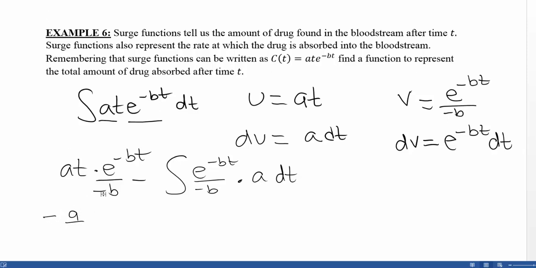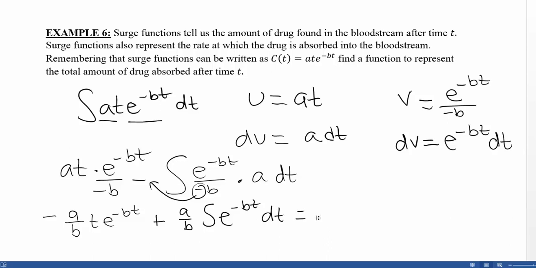So from the first term, I'm going to pull the negative out front and write this as negative a over b te to the negative bt. So the reason I wrote it that way is because I wanted to combine the constants a and b together since they're just constants here. Now, from my integral over here, I have a minus, but then I have a negative b down here. So that negative will cancel the negative out front, and I'll get plus. Now again, I'm going to combine my constants and pull them out front. So a over b integral e to the negative bt dt.